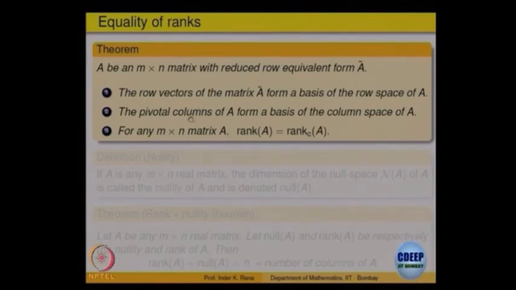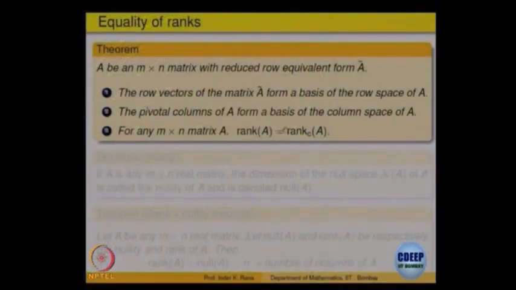And similarly if I look at the pivotal columns of A, so what are the pivotal columns of A? You take the matrix A, bring it to row echelon form, you see where the pivots are coming, right. So mark down P1 the first pivotal column, P2 the second pivotal column. So look at the original columns of the matrix, P1th column, P2th column and Prth column, then they are also, because independence is not going to change, independent and span the column space. So that is the second observation, okay. They form a basis of the column space of A.